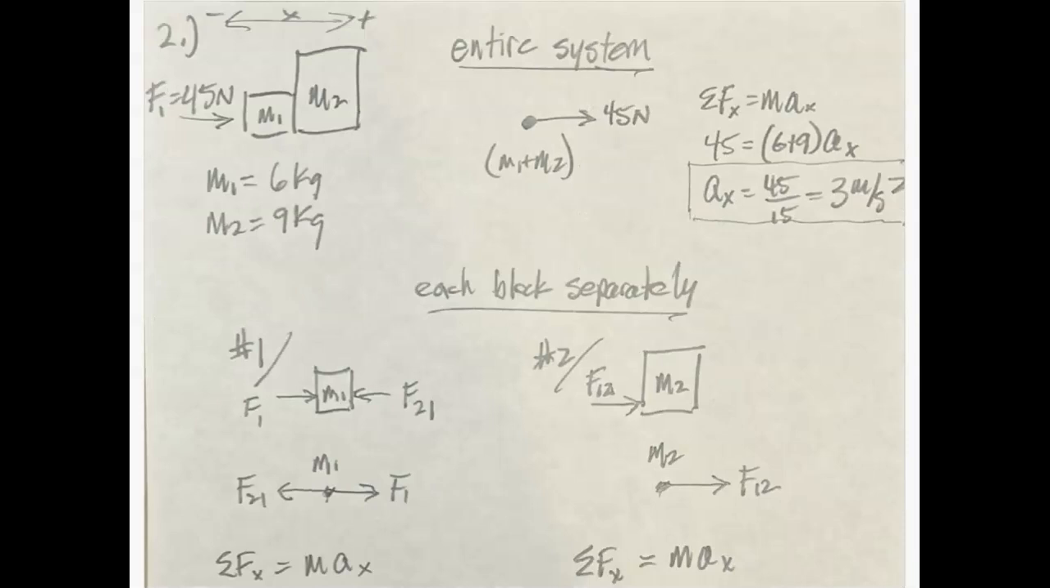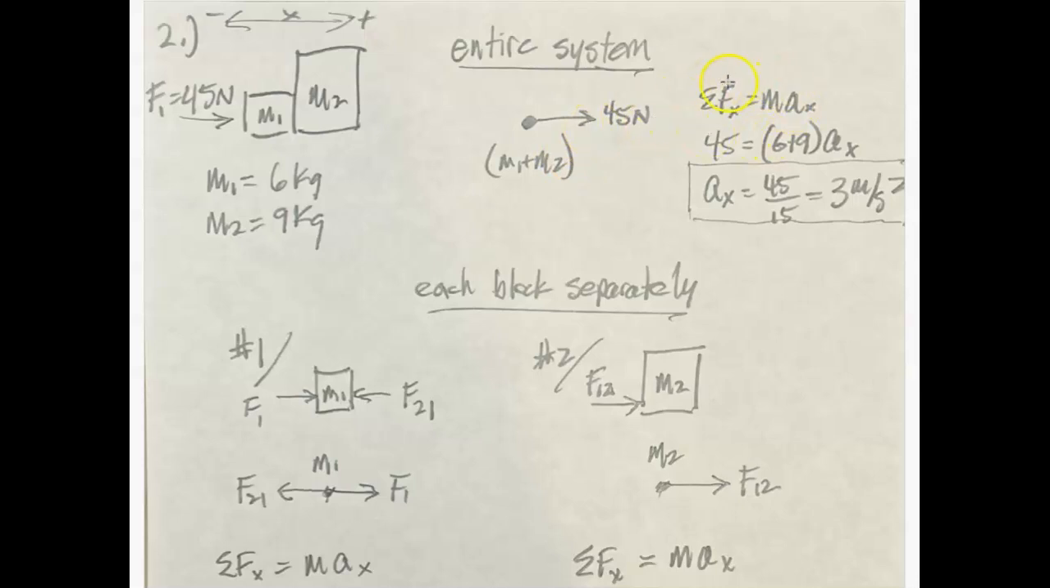I start off by drawing a force diagram, and I'm going to start off by doing it on the entire system. That means I'm going to treat M1 and M2 as a single thing, as a single mass. So you see here I've drawn a dot to represent both blocks as a single object, and that object's mass is M1 plus M2, both of them, or 15 kilograms. And the force that is accelerating that 15 kilograms is 45 newtons.